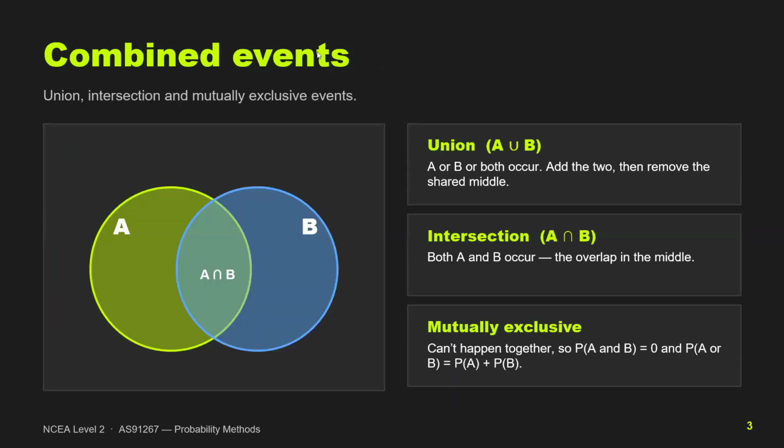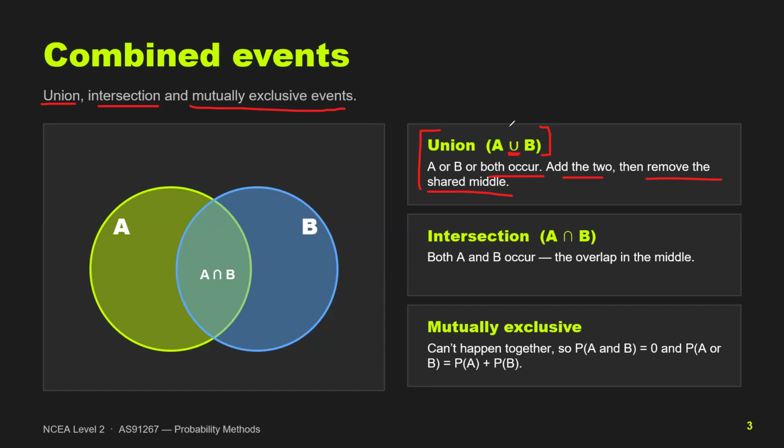Then we have combined events. Here you'd be looking at terms such as union, intersection, as well as mutually exclusive events. Union refers to A or B, or both of them occurring. This is usually indicated in the diagrams with the U. For that case, you'll add the two, then remove the shared middle, just as in the rules previously, so that you do not double count it. So this is for the union.